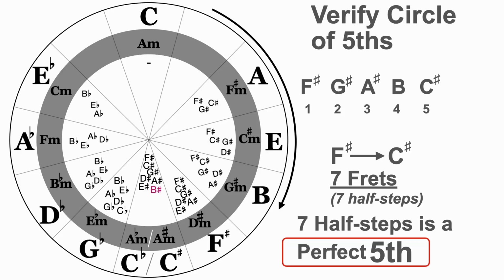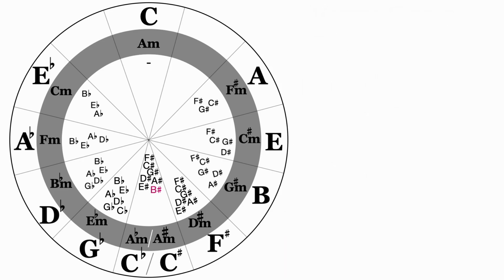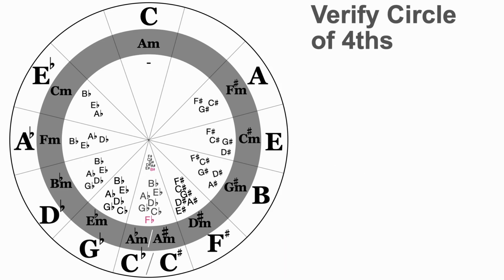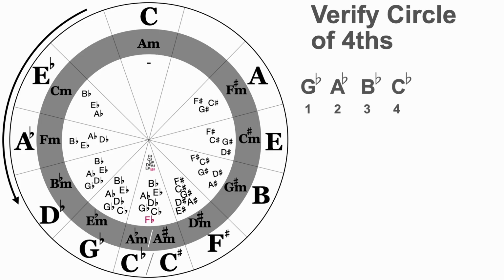Now let's go ahead and look at the opposing side to verify the circle of fourths. Here we're going to be looking at the left side of the circle and moving in the counterclockwise direction. So here we're talking about everything, all flats, right? Because we're talking about C flat major now. And from here, we're going from G flat major to C flat major.